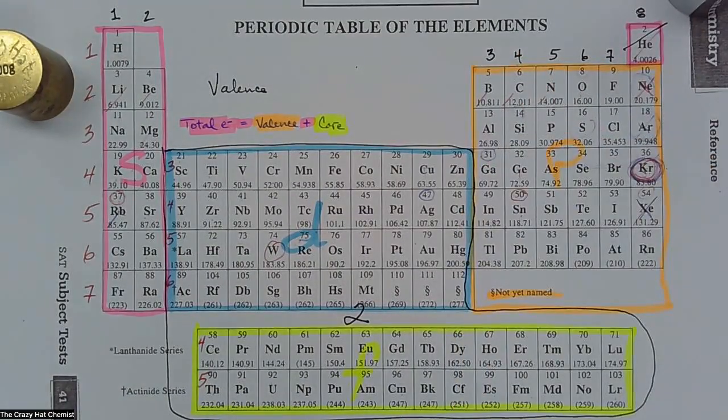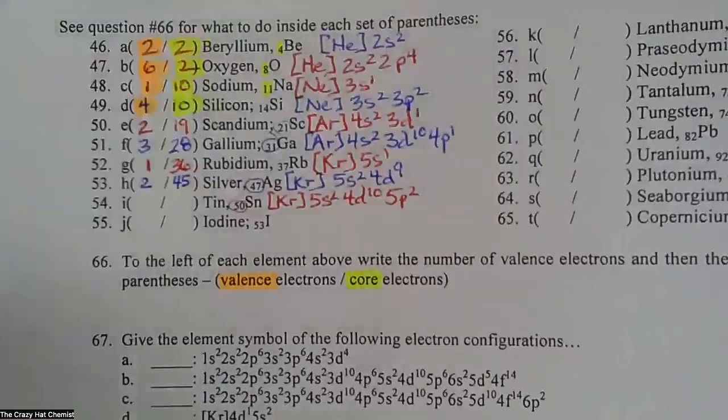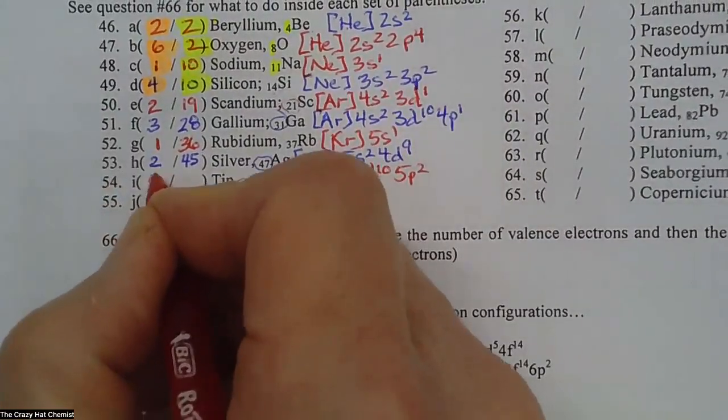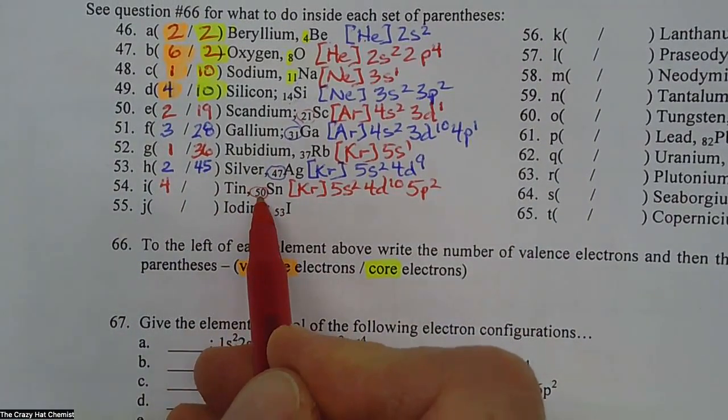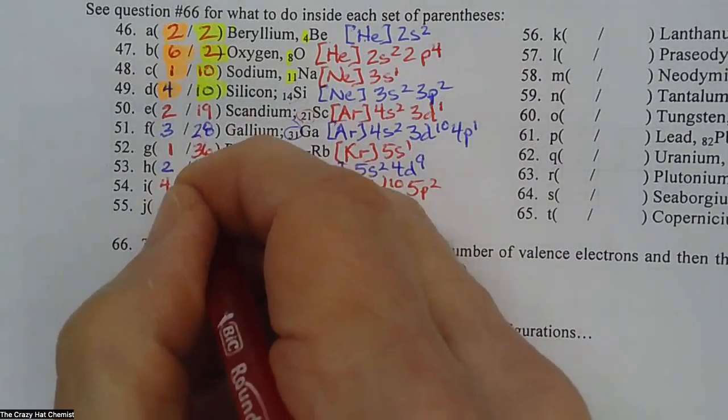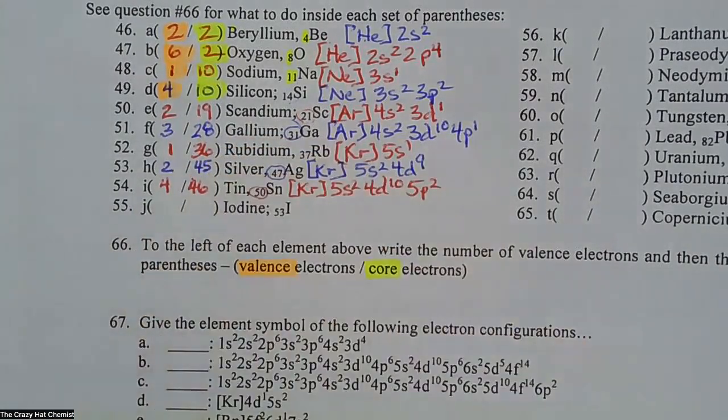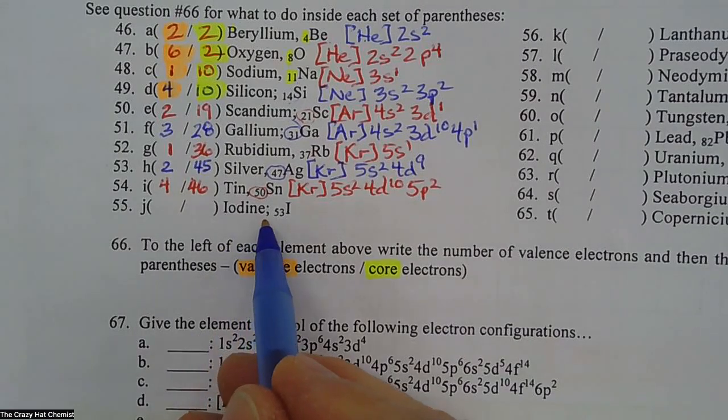The number of valence electrons in tin is 4. There's 4 right there. And so there are 4 total valence electrons in tin. The total number of electrons is 50. 50 minus 4, that would be 46 core electrons. Beautiful.